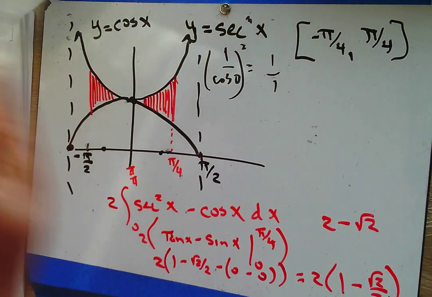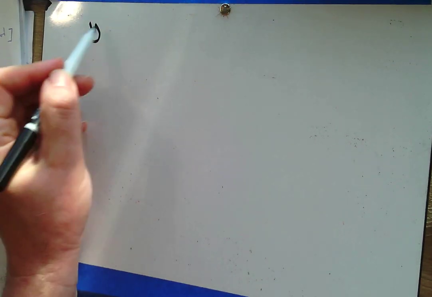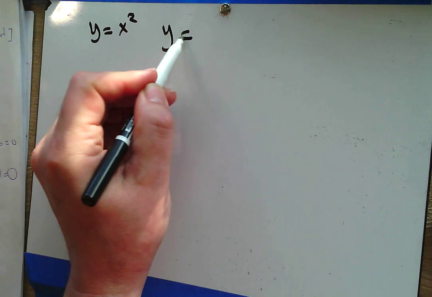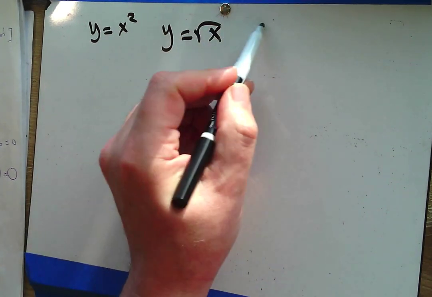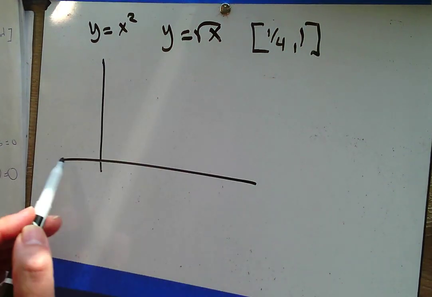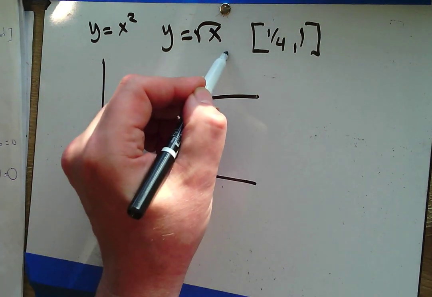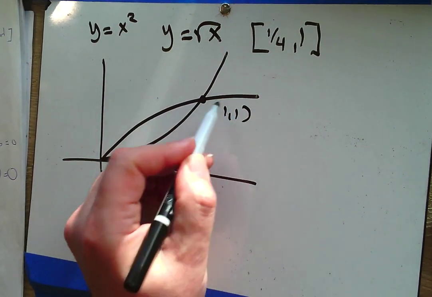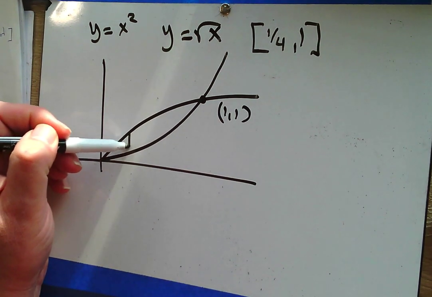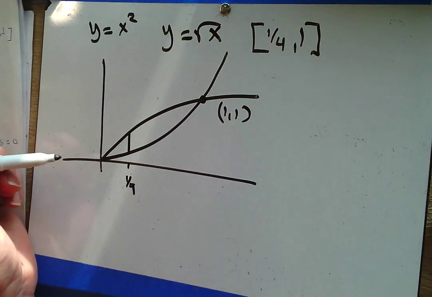Let's do a few more problems, and then we can call it a day. Which one did I want to do next? How about y equals x squared, y equals square root of x on 1/4 to 1. Square root of x, y equals x squared. They intersect at 1, 1, but I'm not starting at 0. I'm starting at 1/4.